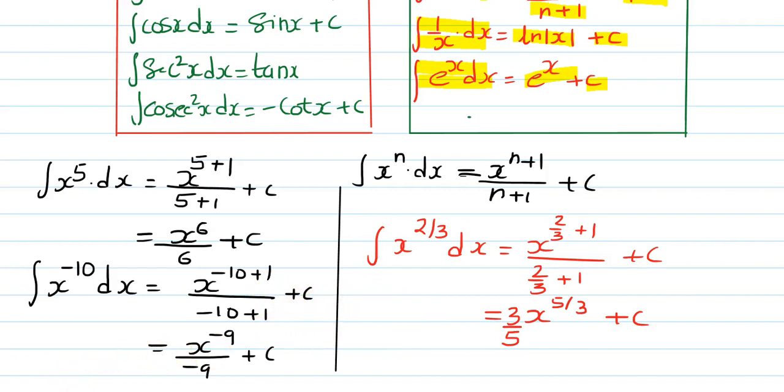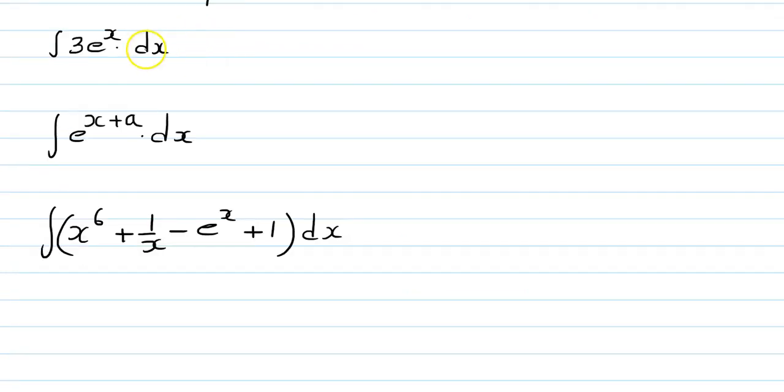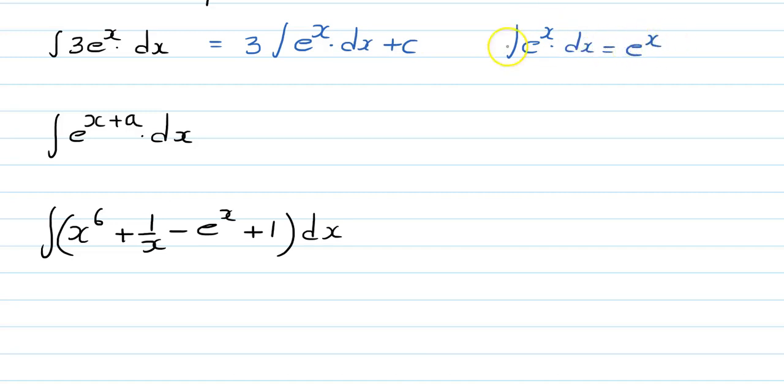Let's move forward now. So if you see here, it is integration 3 e to the power x into dx. So this we can write as 3 outside of the integration sign, e to the power x into dx plus c. And we know that integration of e to the power x into dx is e to the power x. So let's write it down, it is 3 e to the power x and plus constant here. So this is your answer.